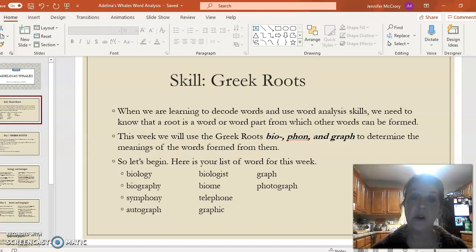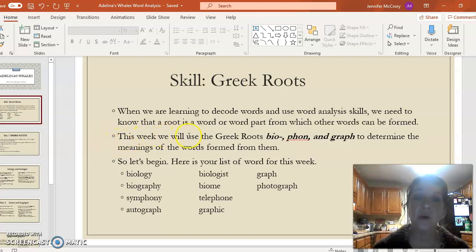Now, when we are learning to decode words and to use word analysis skills, we need to know that a root is a word or word part from which other words can be formed. And we kind of talked about that a little bit when we did roots last week, because we had some Latin roots that we focused on. And we did an excellent job. So proud of you. And those were pretty tough.